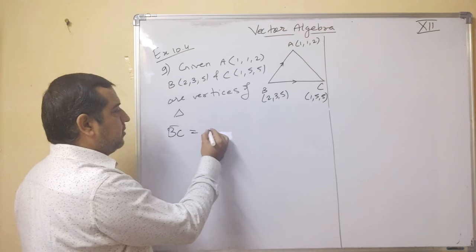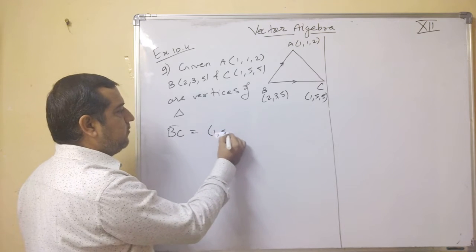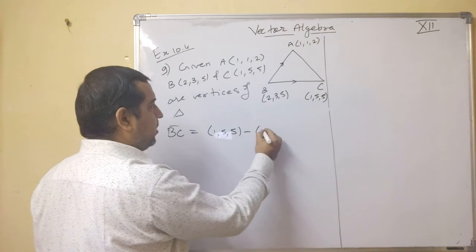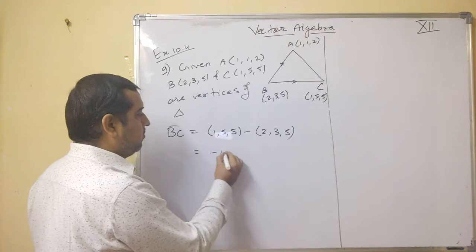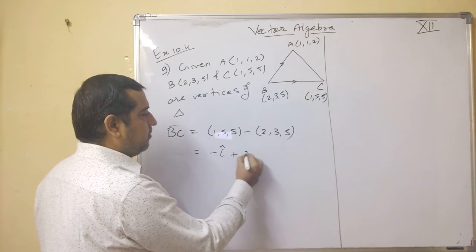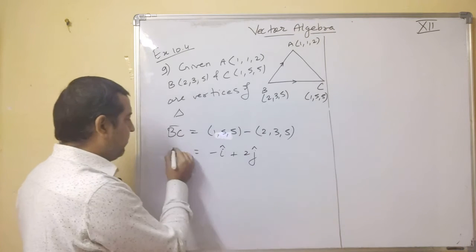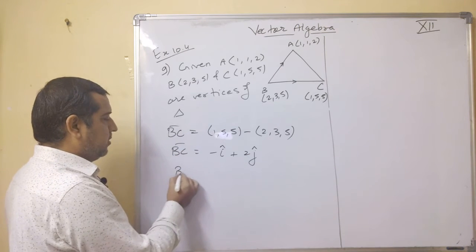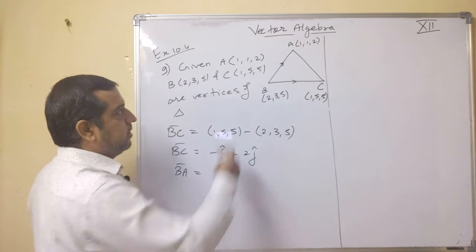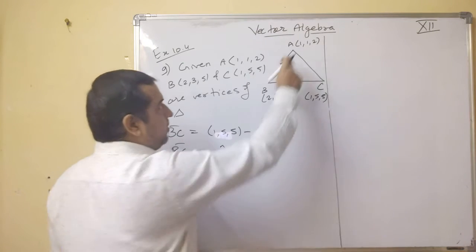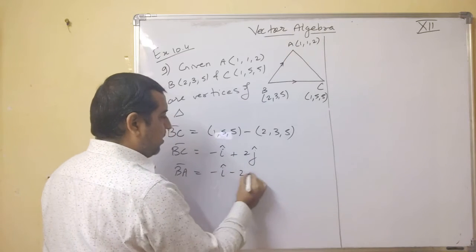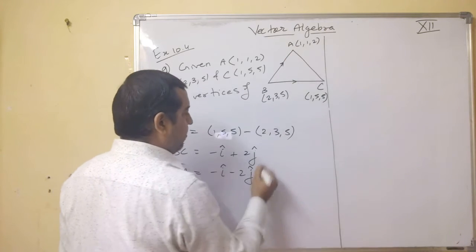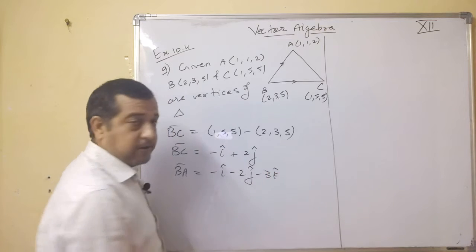Vector BC gives you C(1,5,5) minus B(2,3,5). This gives you 1 minus 2, minus I; 5 minus 3, plus 2J; and 5 minus 5 cancels. This is vector BC. Similarly, I find vector BA. BA gives you A minus B: 1 minus 2 gives minus I, 1 minus 3 gives minus 2J, and 2 minus 5 gives minus 3K.